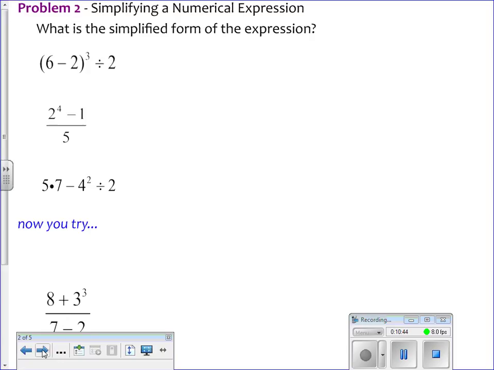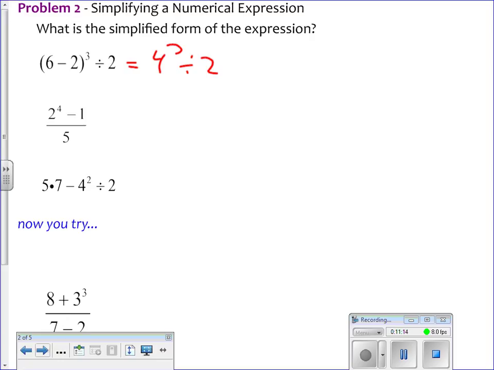So, we have to simplify these expressions. What is the first step in simplifying these out? What do I have to do first? Parentheses. Do what's inside the parentheses. So my first step on this one is to do the 6 minus 2. So I get 4 cubed divided by 2.